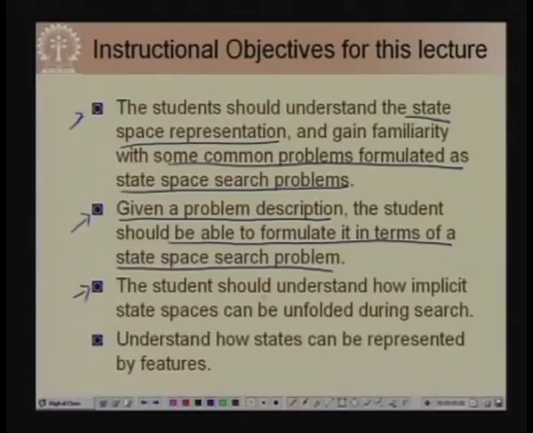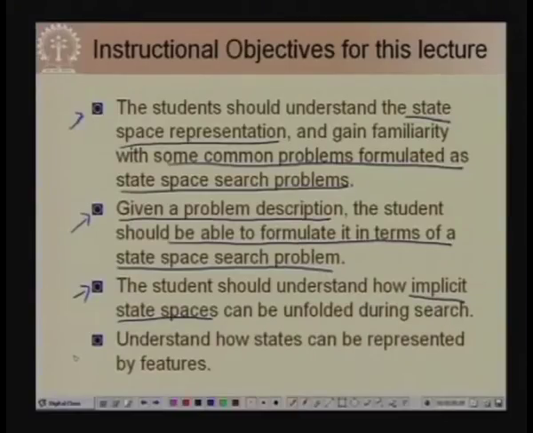Thirdly, the student should understand how implicit state spaces are described and how implicit state spaces are unfolded during search by making the generated state explicit. Fourthly, the student should understand how states can be represented by some features of a state.